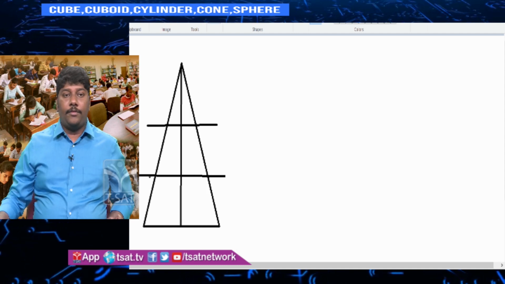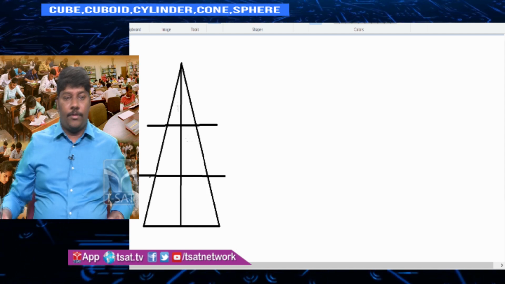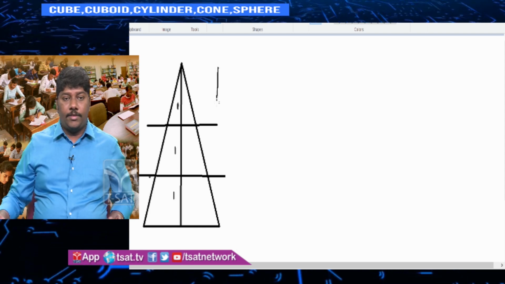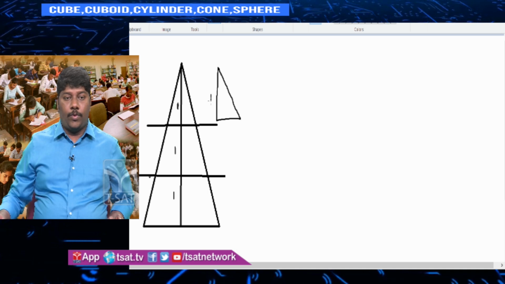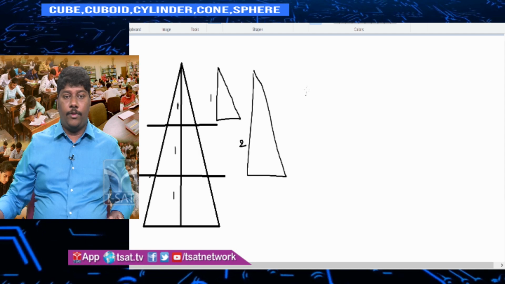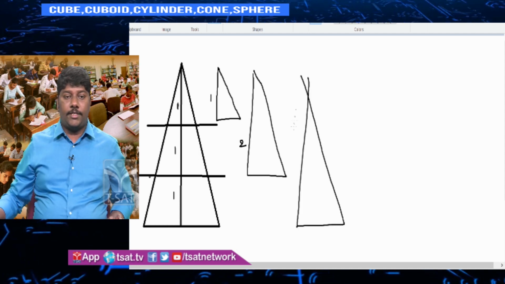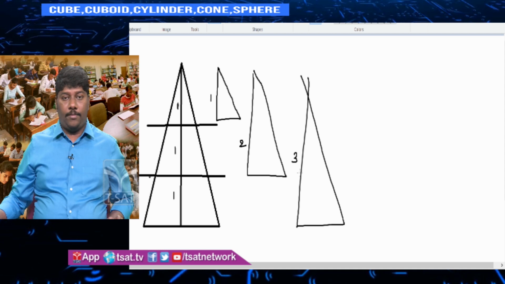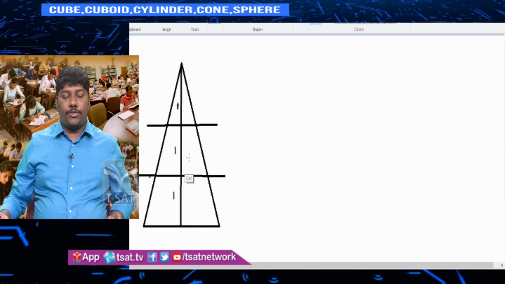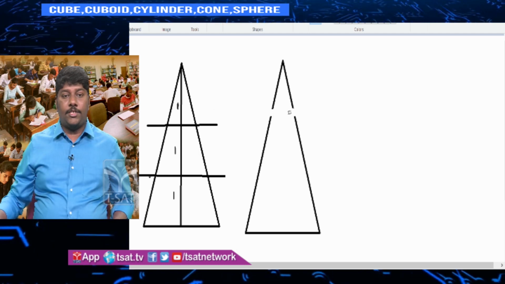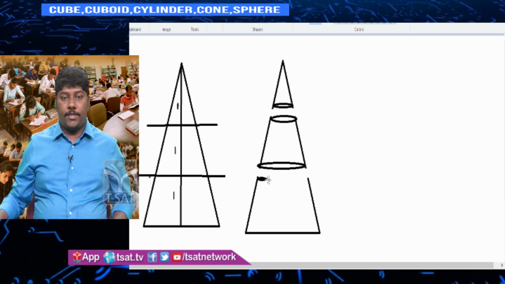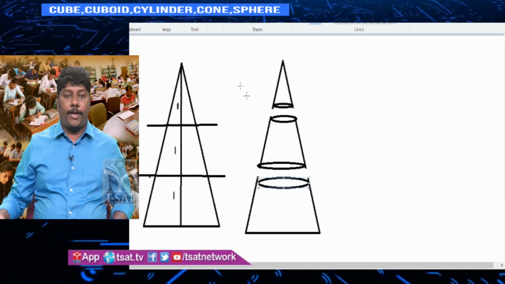If you look at their heights ratio, from the front view, it appears like 1, 1, 1. When you look at this triangle, it is 1. When you look at this particular triangle, it is 2. When you look at this particular triangle, 3. That sides ratio is 1:2:3. It appears like 1, 1, 1, but it is 1:2:3. When the sides ratio is 1:2:3, just imagine how a cone looks like after cutting it. This is how the 3 parts of the cone look.